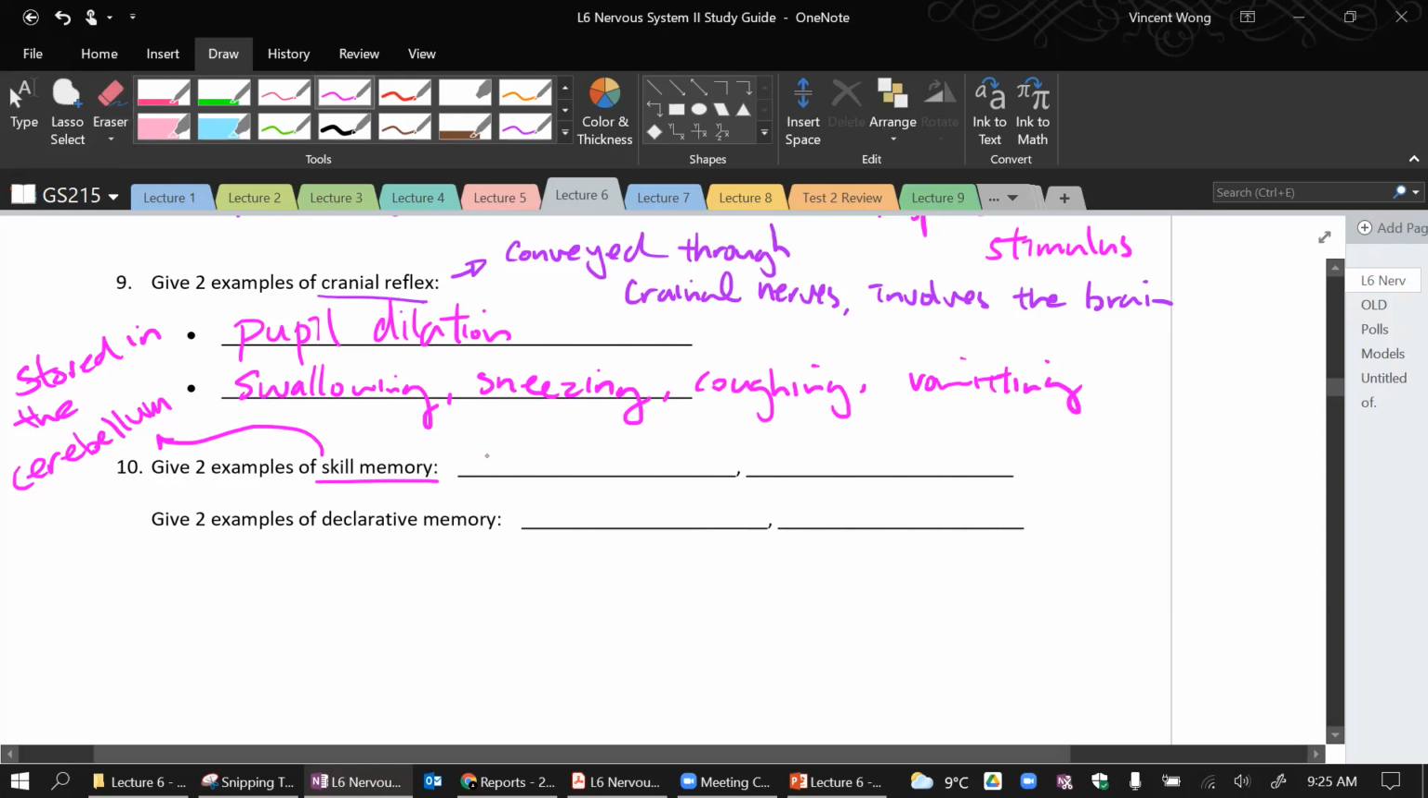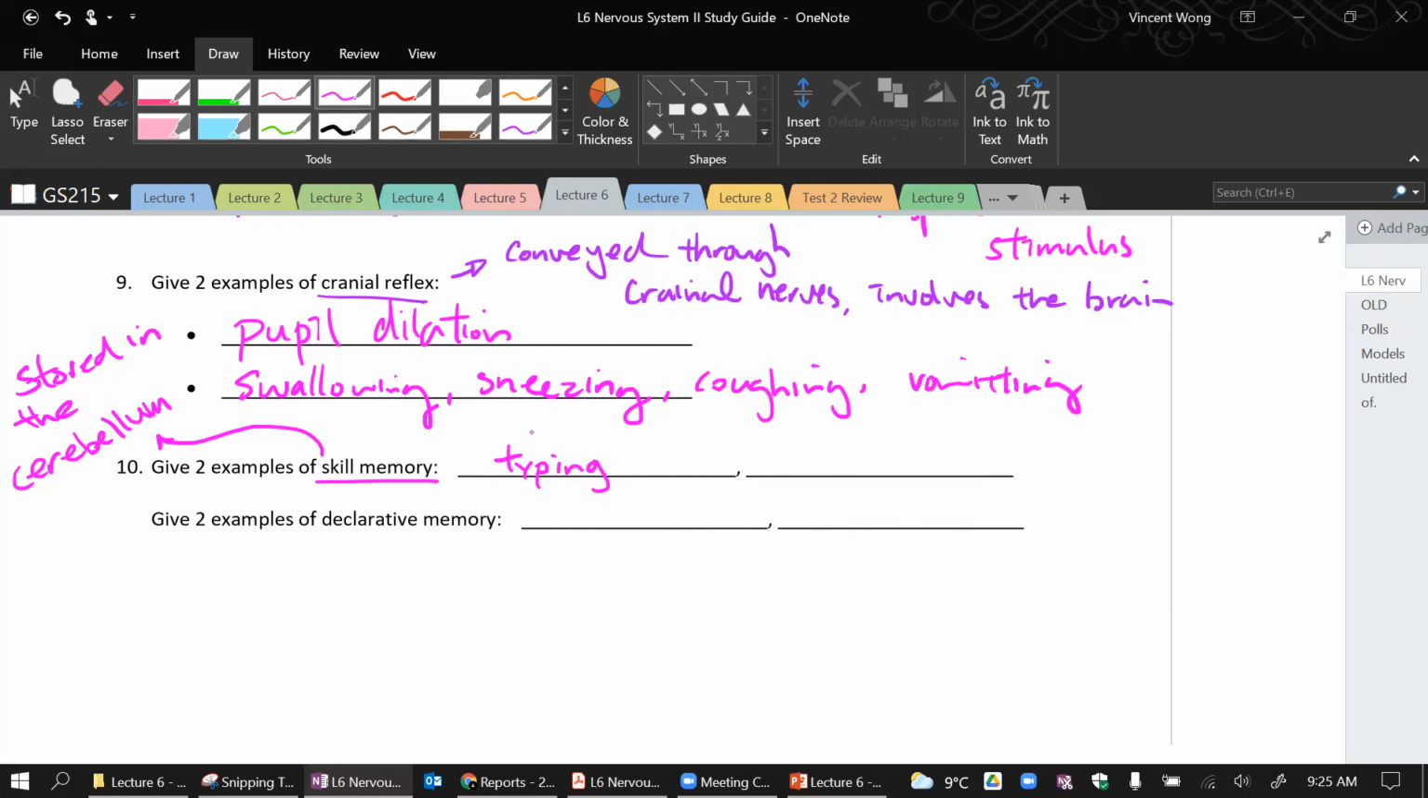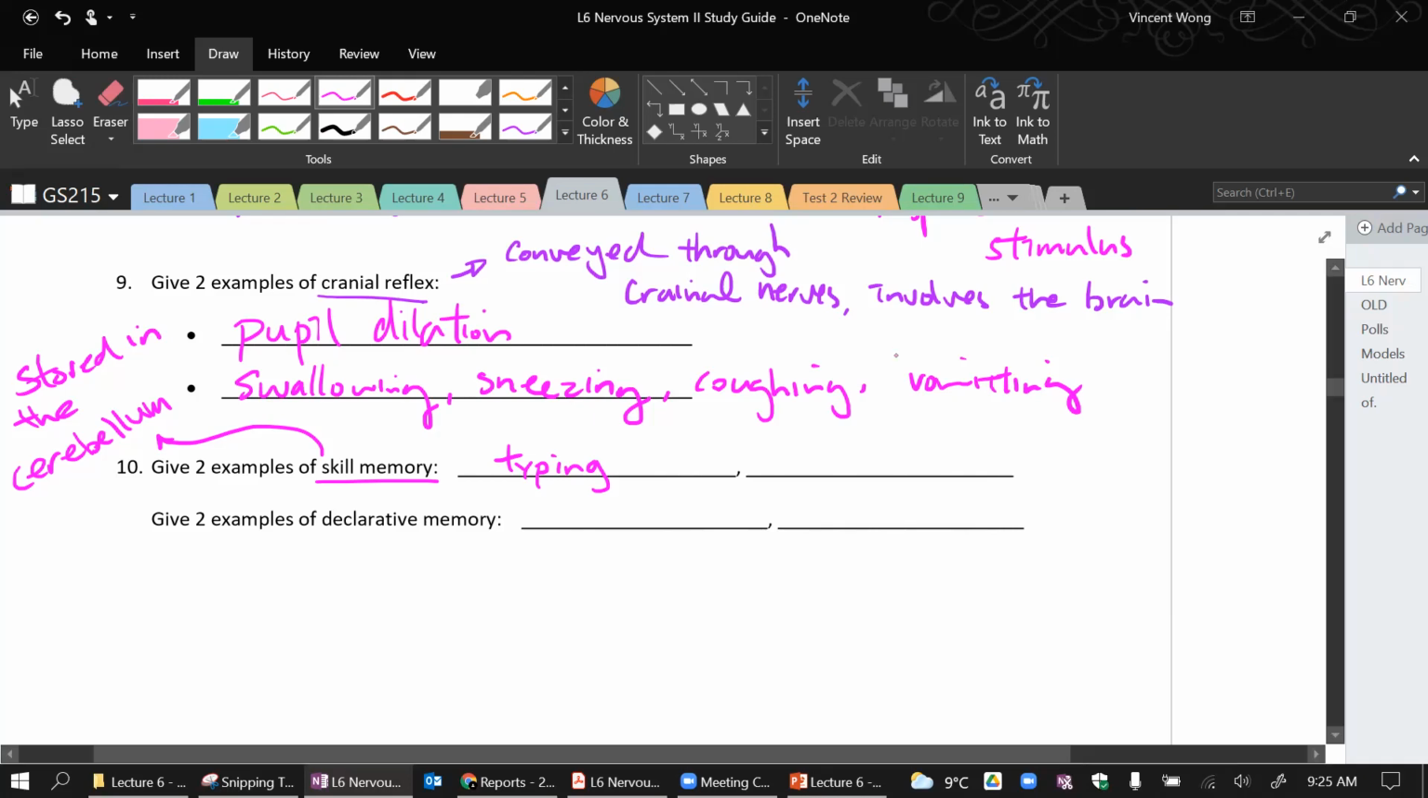An example of skill memory would be typing. If you know how to type, you're not going to forget how to type. If you type on your phone, you can actually close your eyes and type, and you wouldn't even miss the letters, because the skill memory has created a template of the keyboard in your cerebellum. Even if you don't type for a year or 2 years, if I give you a keyboard, you probably will still be able to type.